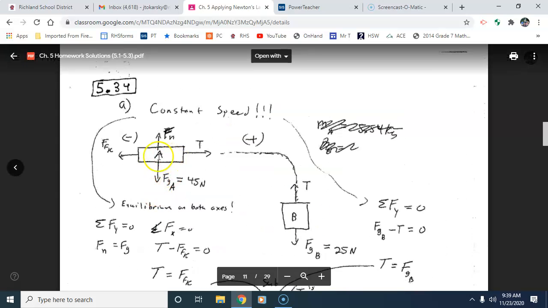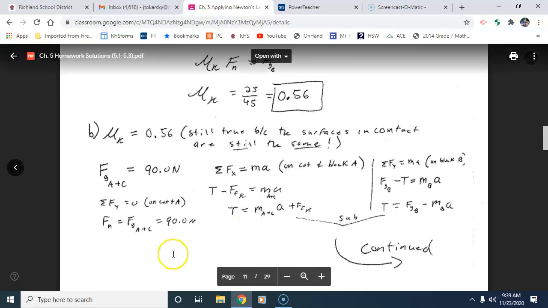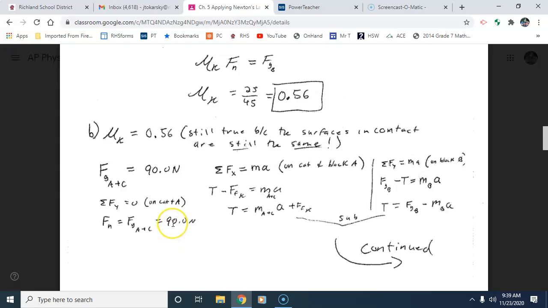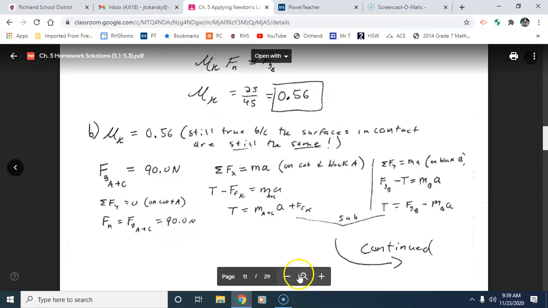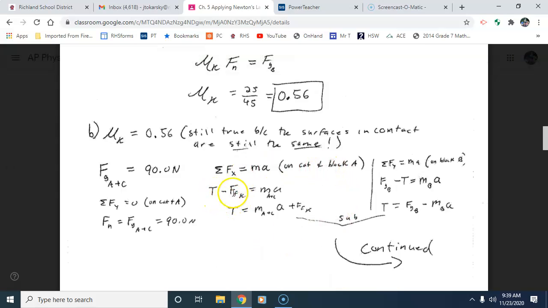Now this block to the table feels like it weighs more, right? Yes. So instead of the normal force balancing out and equaling the weight of object A, we have to add the cat's there, right? So that's what I do in a step right here. The normal force now equals a total of the block and the cat, 90 newtons. You good with that? And then on the x-axis, we still have tension minus F friction.